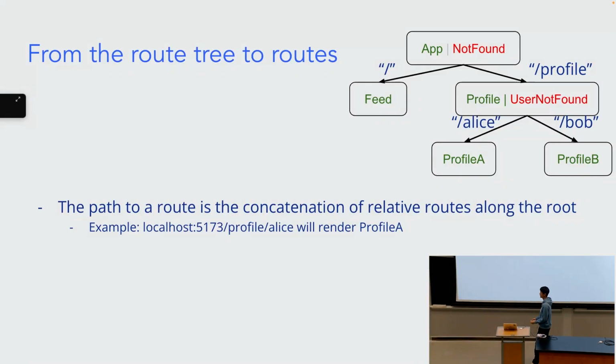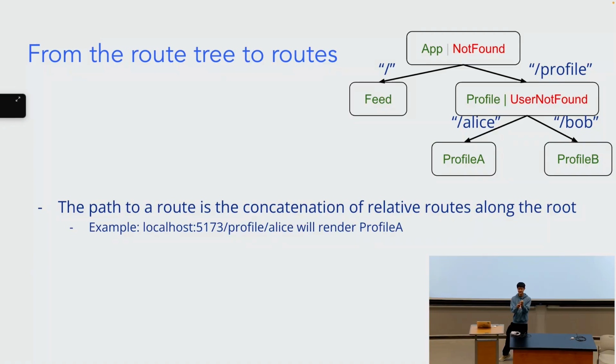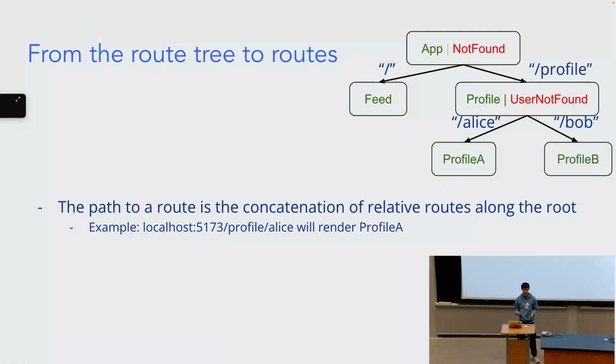Now we'll talk about how the route tree gets transformed into routes. A path to the route is essentially the concatenation of all the relative routes along the route. Just as an example here, we have a slightly more complex tree. If we navigate to localhost 5173/profile/Alice, we'll be rendering profile A, because we'll travel down from the root to /profile and then to /Alice. So we'll be rendering whatever the tree is starting from profile A essentially.